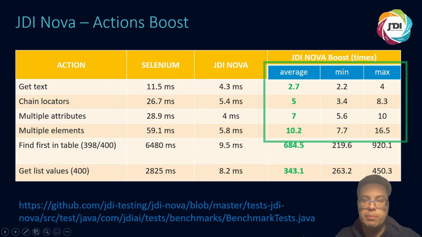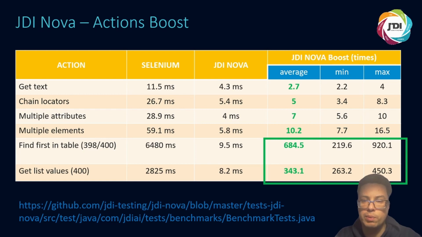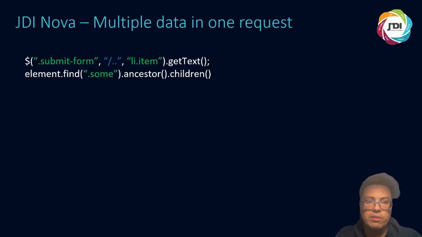We see a boost of about 3-10 times for simple actions, and the more complex the action, the more boost we observe. But the most magnificent results we have are for complex cases, like working with big tables or getting a lot of data from the page at the same time. In this case, we can observe a boost of about 1000 times. This sounds really cool, at least for me. And if you don't trust these results, you can just check this by yourself.